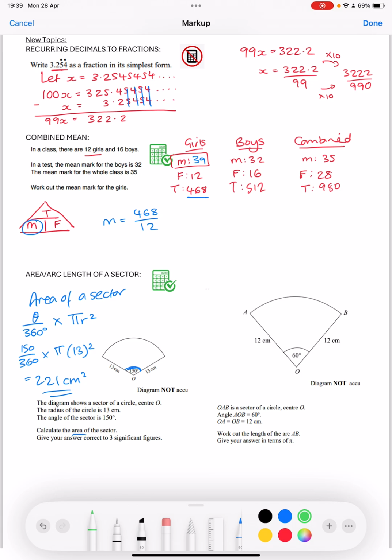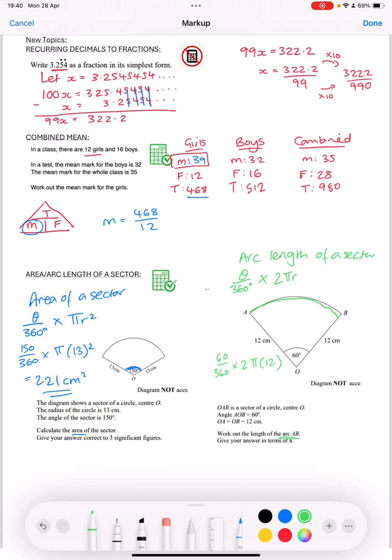Now the one on the right is saying the arc length. And the arc of a circle is this bit here. And that's a fraction of the outside of the circle, which is called the circumference. So again, we're going to use the same fraction as before, the angle in the sector over 360, but this time times 2 pi r, because that's how we find the circumference of a circle. Then we'll substitute in, so 60 over 360 times 2 pi times 12.